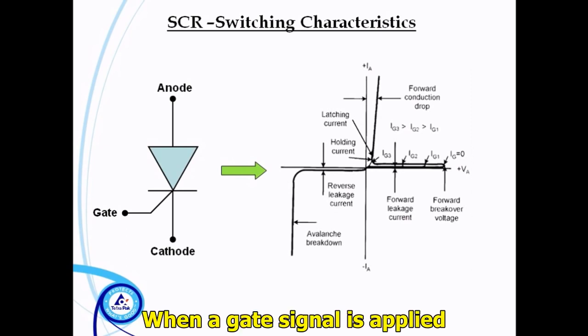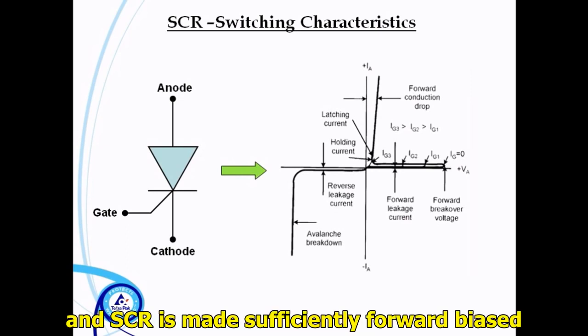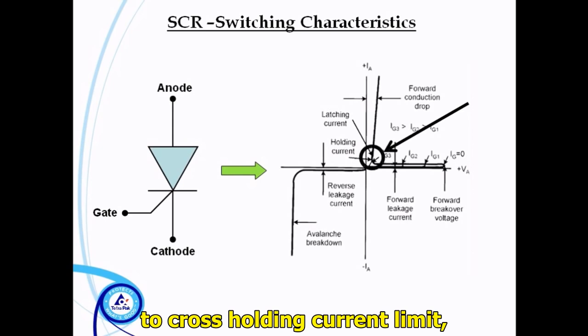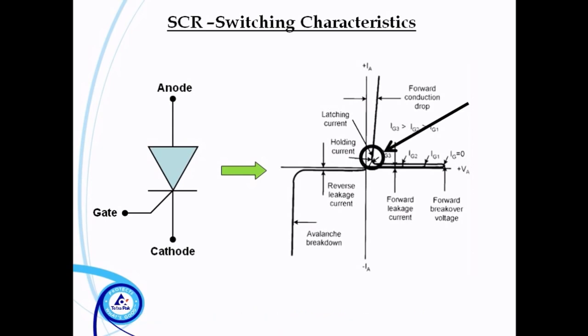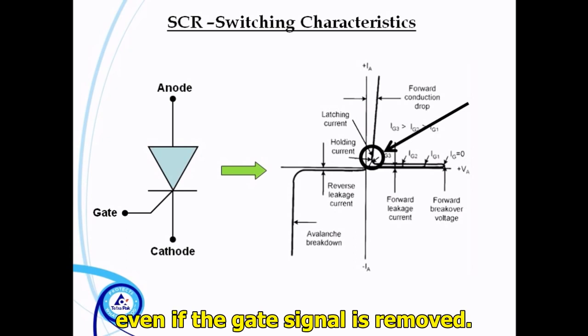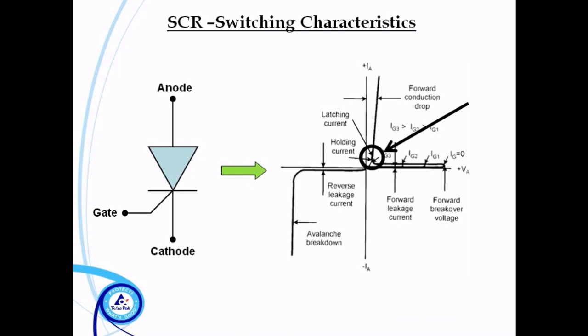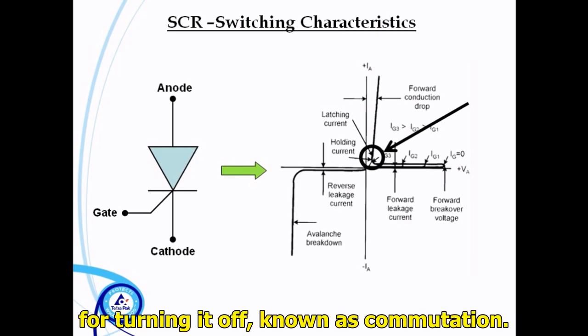When a gate signal is applied, an SCR is made sufficiently forward biased to cross holding current limit. It starts to conduct. Once in conduction state, it continues to conduct even if the gate signal is removed. Special techniques are employed for turning it off, known as commutation.